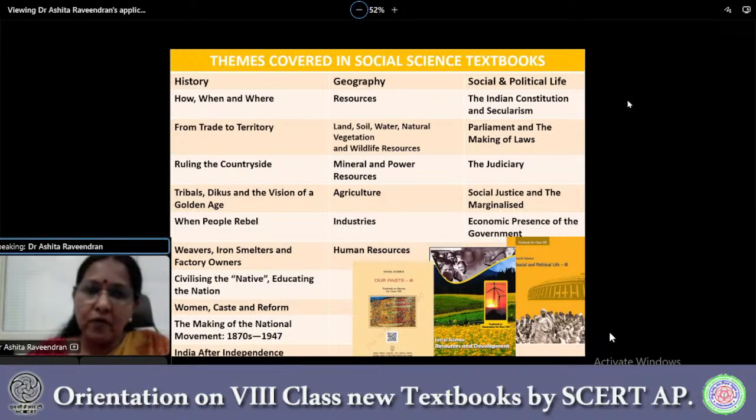Now, coming to geography, the themes covered mainly deal with resources and development, as the textbook title itself says, Resources and Development. It shows the variety of resources available, the locations where they are available, and how they are distributed. It also shows how important these resources are in our life. In the second chapter, we have land, soil, water, natural vegetation, and wildlife resources also being covered. So it's not just human resources that has been given importance.